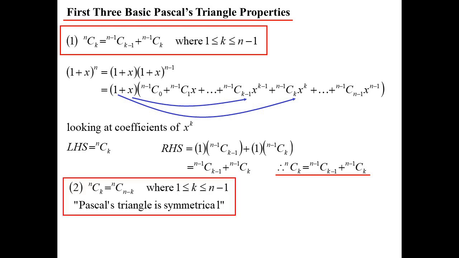The next property, nCk will always equal nCn-k. That's just basically saying Pascal's triangle is symmetrical. And the third one, nC0 is equal to nCn, which is always equal to 1. That's basically saying every row in Pascal's triangle starts and finishes with 1.